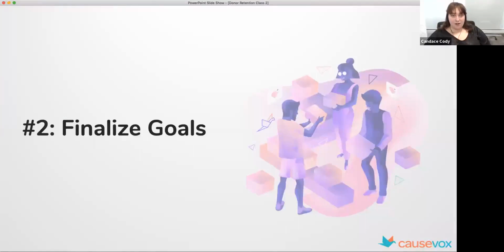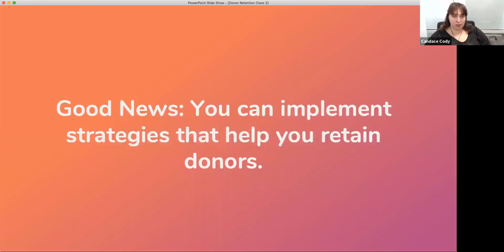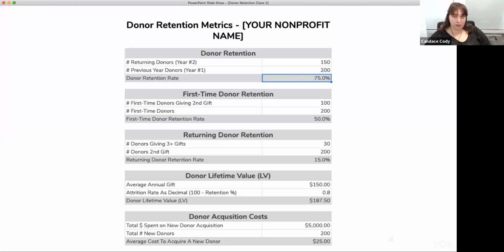All right, so I know that we're sort of pressed for time here. I'll try and wrap this up pretty quickly. So with these 10 strategies in mind, we're going to want to tie this back to the goals for your organization. You can really implement a lot of these strategies to increase your retention rates.